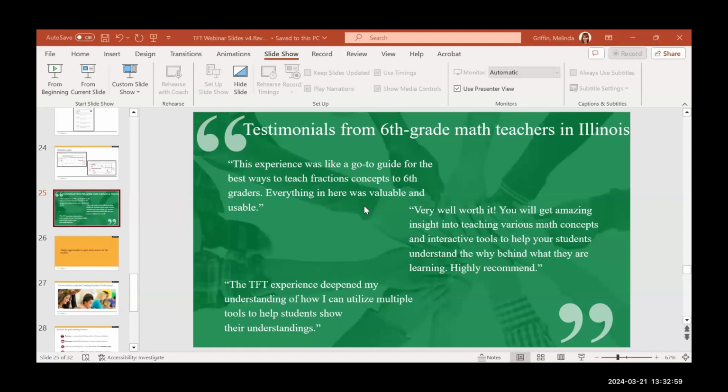All right. So on this screen, you see some testimonials from teachers that we've worked with in Illinois during the usability study. I'll let you take a read of those for just a minute. I would say they had a really positive experience with this. We always learn a lot from the educators we work with as well, so we also enjoyed the process too.